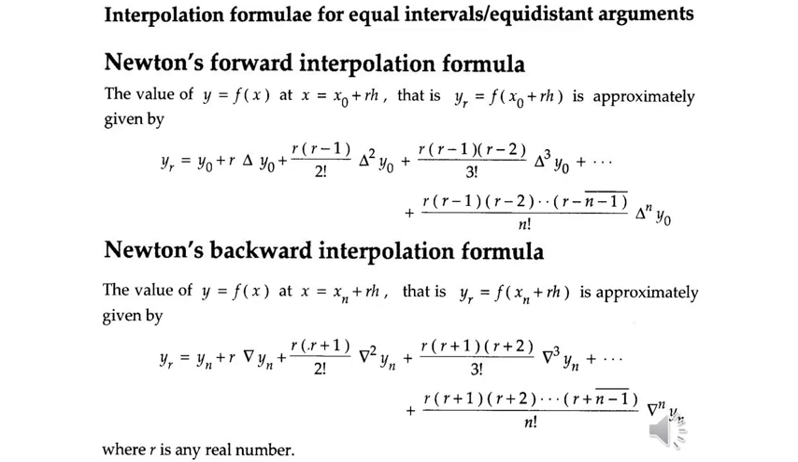So this is the formula for Newton's backward interpolation formula. In this formula, the terms yn, nabla yn, nabla square yn, nabla cube yn, and so on can be found using finite backward difference table, and r, the value of r we have to find and substitute in these places while solving the problem.